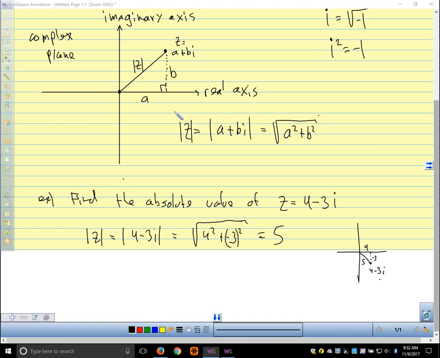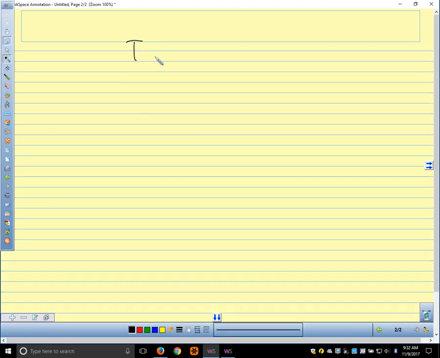Well, now what we're going to do, just like we did with trigonometry, just like we did with vectors, is think about this angle here. And we're going to write this complex number in terms of this angle that we make with the positive real axis. So we're going to talk about the trig form.